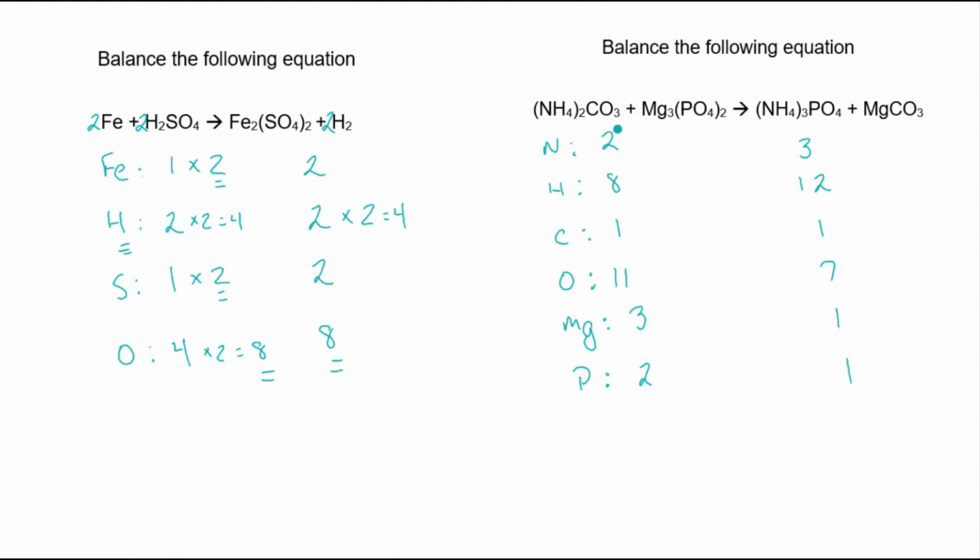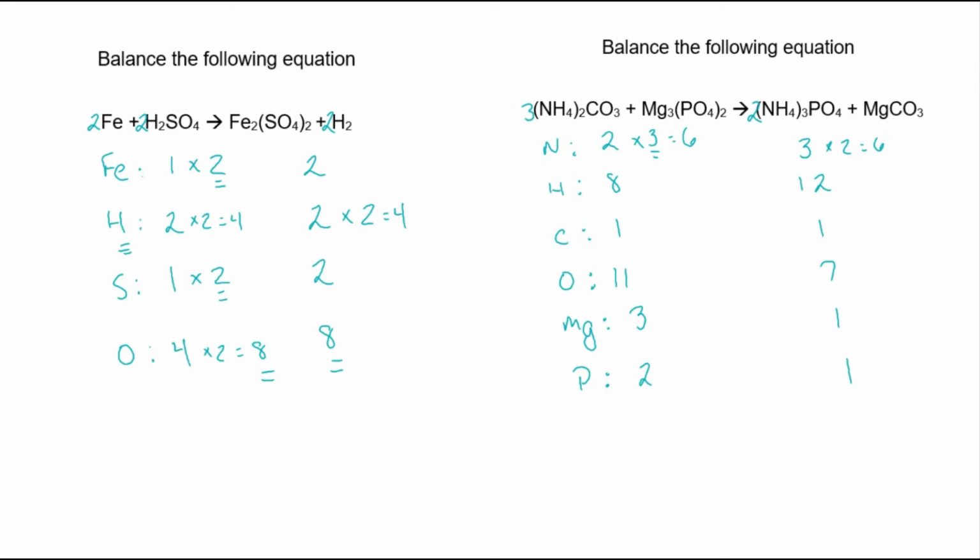To balance my nitrogen, I am going to need to multiply by 3 on the reactant side and then, of course, by 2 on the product side. And that will give me 6 on both sides. So for my reactant side, I need a 3 over here. And my product side, I need a 2 here. This does change other atoms. So let's correct my reactant side.